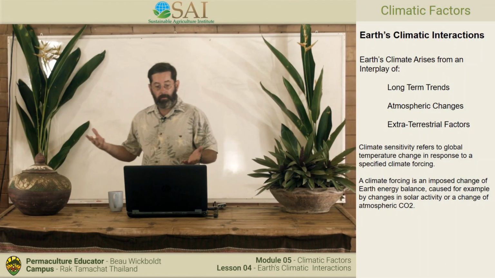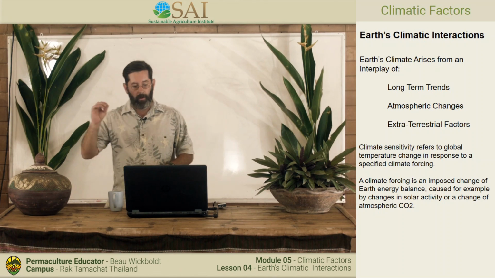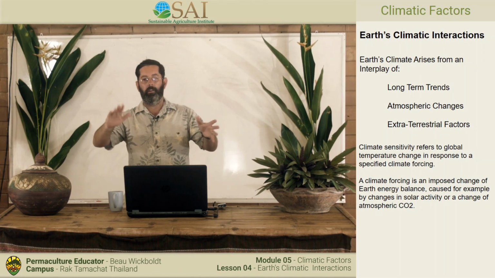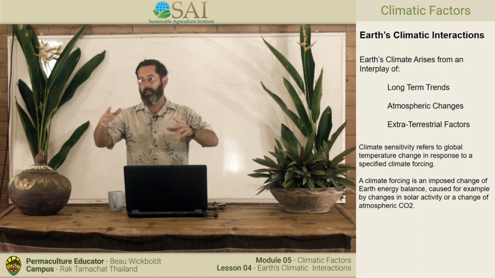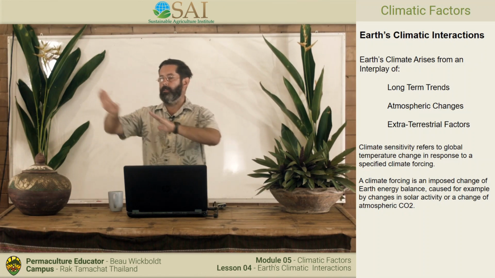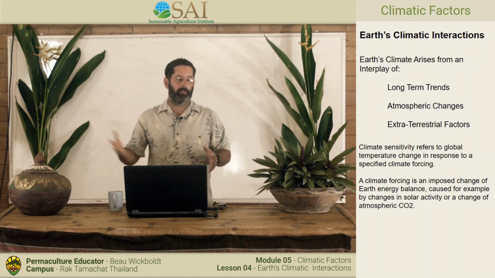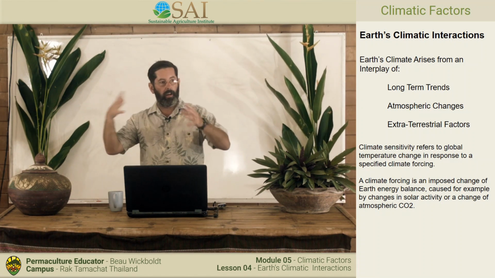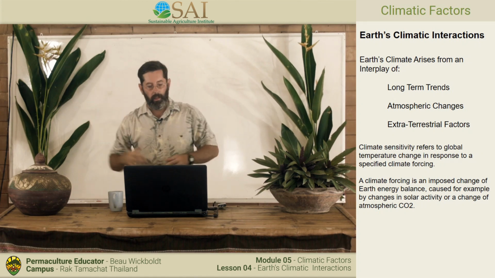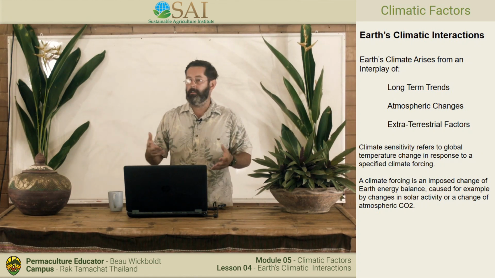So Earth's climates arise from an interplay of long-term trends. We can look at trends, and that's what more of our climate modeling is. We can see this trend and we try to model the projection of the trend, but it's very difficult. We can look at atmospheric changes on local scales and then try to see how that may affect the trend. And we can look at extraterrestrial factors like sunspots.